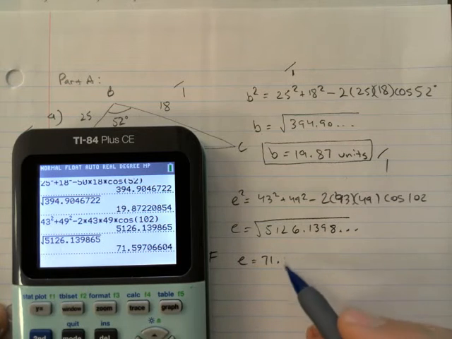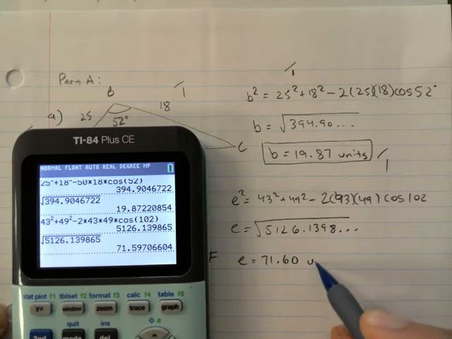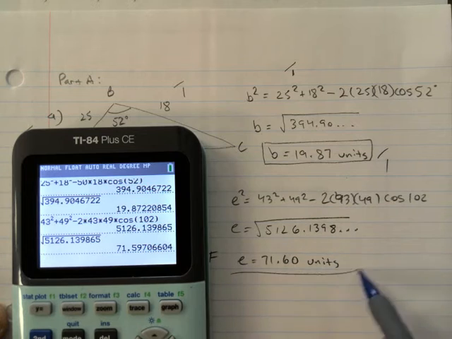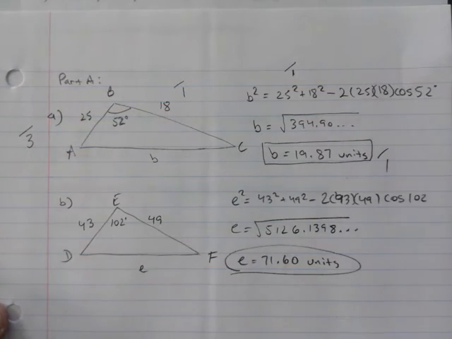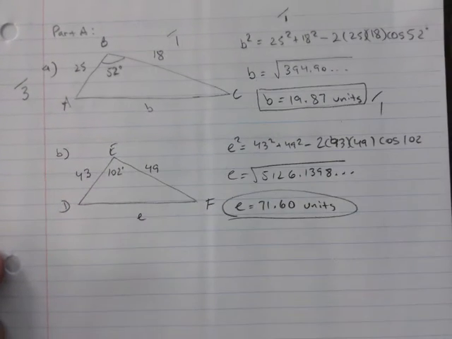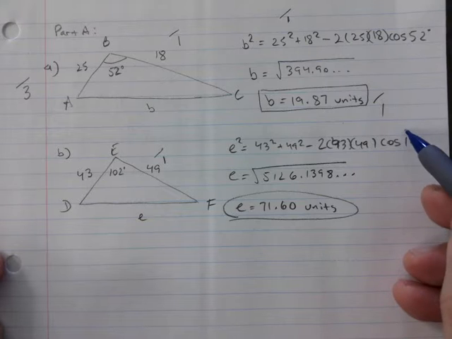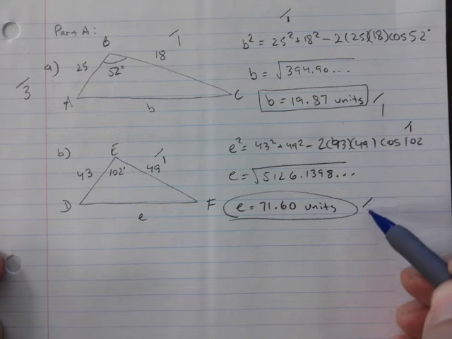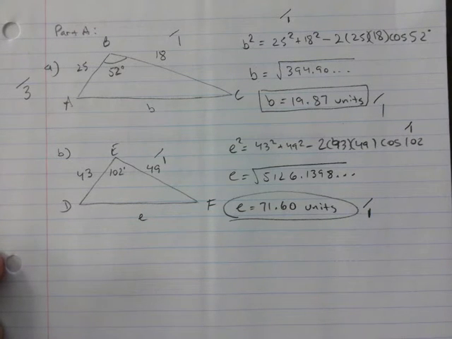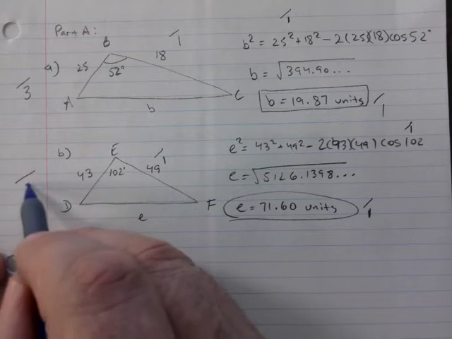It turns this into a 60 units. If you didn't round like that, then you would lose half a mark for rounding incorrectly, okay? So same thing here, 1 mark for diagram, 1 mark for setup, 1 mark for calculating. And so it's still worth 3 here.